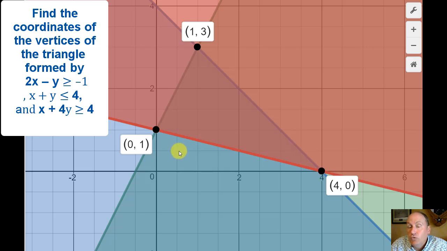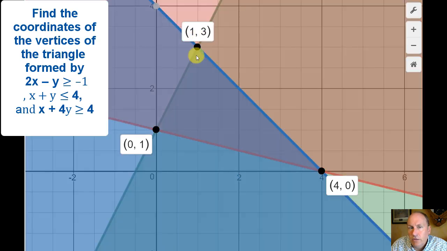Now, we can do one of two things here. First of all, graphically, if we've done a really good job graphing, those vertices are easy to find at the intersections of the boundary lines. So the point 0, 1, the point 1, 3, and the point 4, 0 graphically represent our vertices, our corner points.